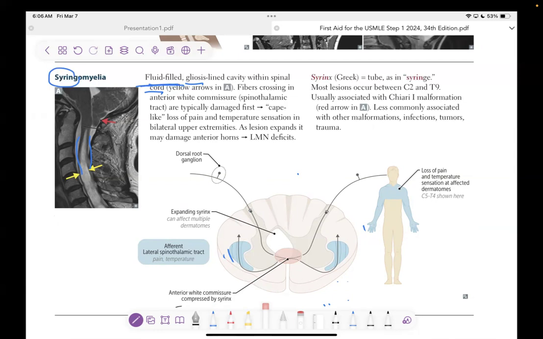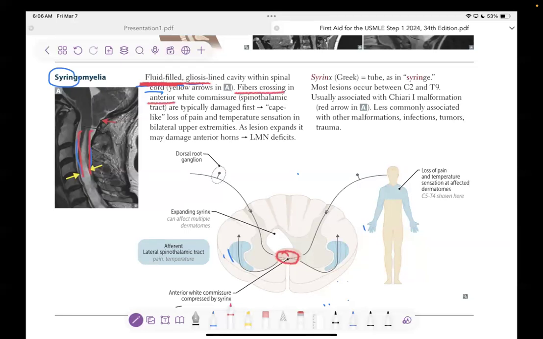So, a fluid-filled glious-lined cavity within the spinal cord. Whenever we say glial cell or glious, we know that these are non-neuronal cells. So a cavity inside the spinal cord. Of course, there is a central canal in the middle of the spinal cord, but this central canal is not just to be filled with fluid or to have a cavity. So whenever we see a part of the spinal cord with a cavity filled with fluid, we know that this is syringomyelia.